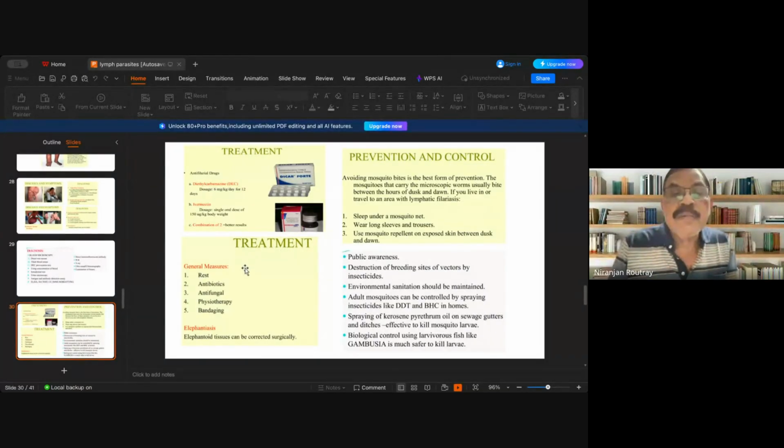Then treatment, rest, antibiotics, antifungal, physiotherapy. Bandaging, physiotherapy means you have to do certain exercises. Then prevention and control, of course, all these things which you prevent. Don't allow the mosquito to bite. So where the mosquito larvae gets collected, you liberate the gambusia larvivorous fish. They will kill the larvae.